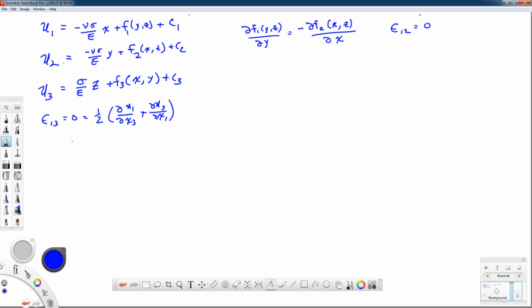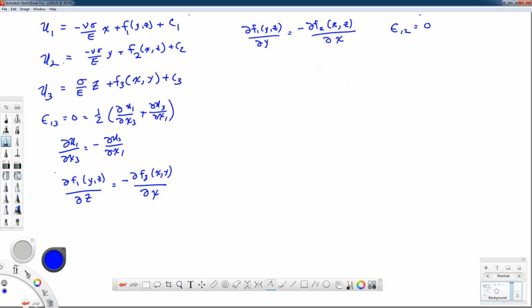We can get rid of the half, and so this says the partial derivative of u1 with respect to x3 is equal to negative partial derivative of u3 with respect to x1. And so if we do those partial derivatives, the first term, partial derivative of u1 with respect to z, we get 0, and then we're going to have the partial derivative of f1, which is a function of y and z, with respect to z, is equal to negative the partial derivative of u3 with respect to x1. We get 0 from the first term, and we're going to get the partial derivative of f3, which is a function of x and y, with respect to x.